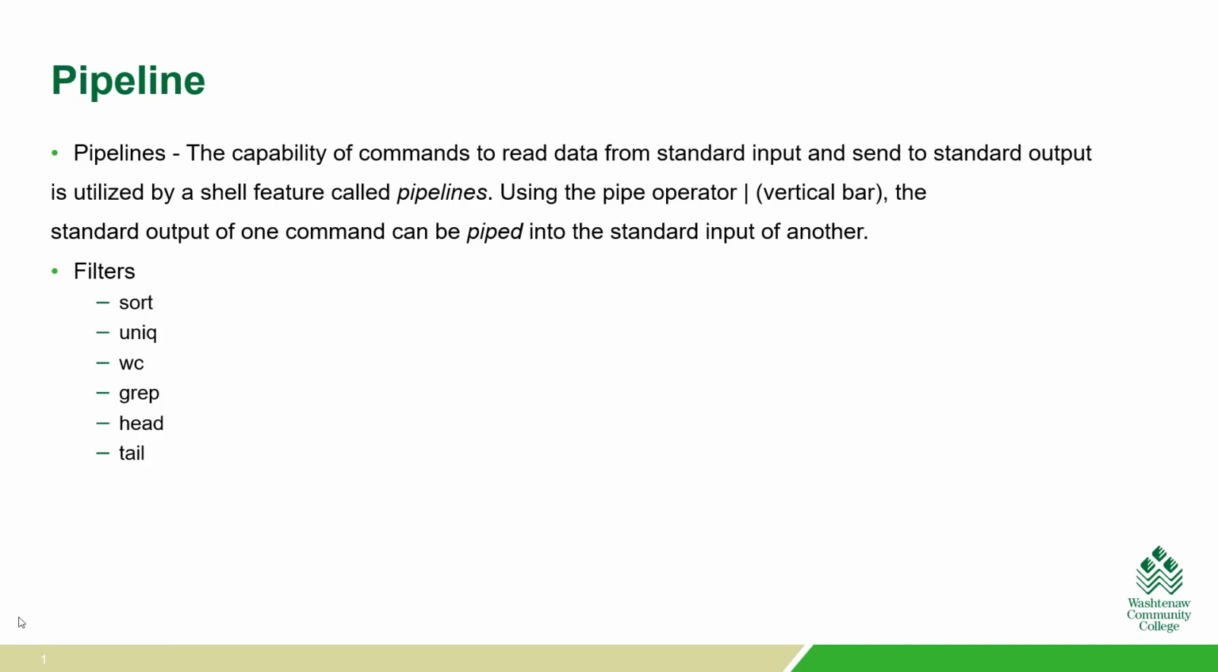In this video, we're going to look at pipelines. Pipelines are the capability of commands to read data from standard input and send to standard output. It's utilized by a shell feature called pipelines. And a pipe operator is what we use in that, and that operator is the vertical key that's right above the enter key. We're going to also look at some filters that we use with the pipeline: sort, unique, WC, which is word count, grep, head, and tail.